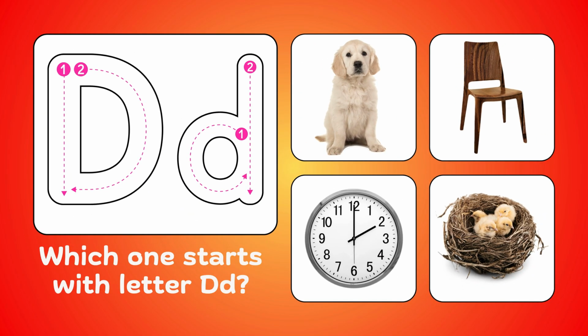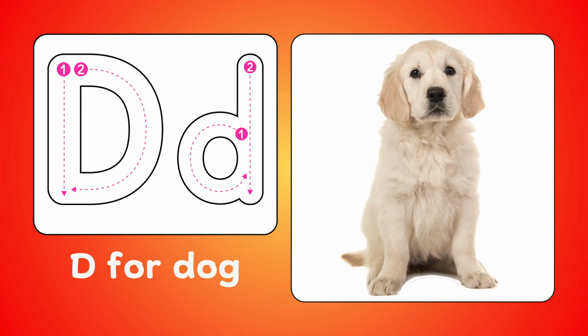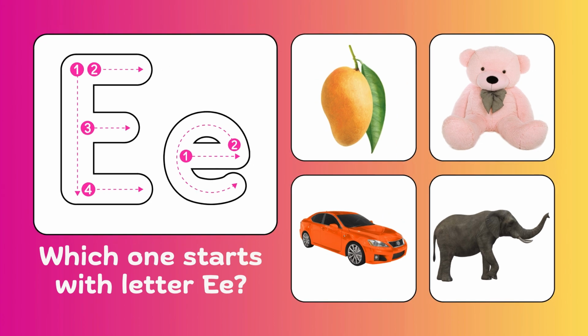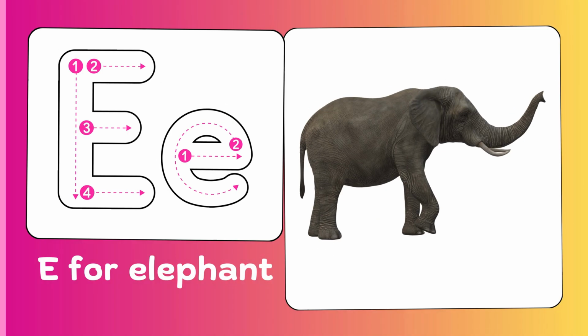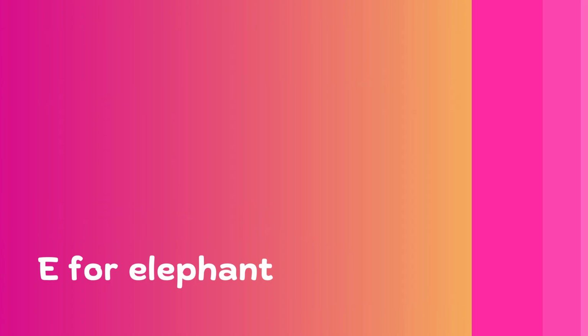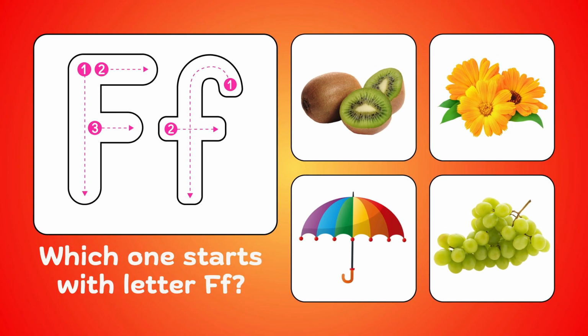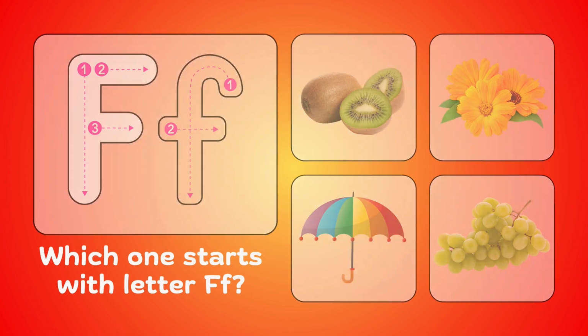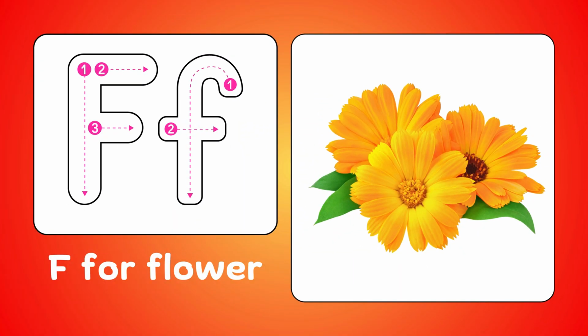Which one starts with the letter D? D for dog. Which one starts with the letter E? E for elephant. Which one starts with the letter F? F for flower.